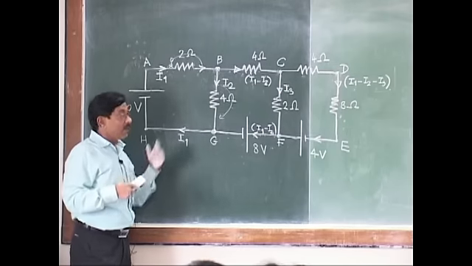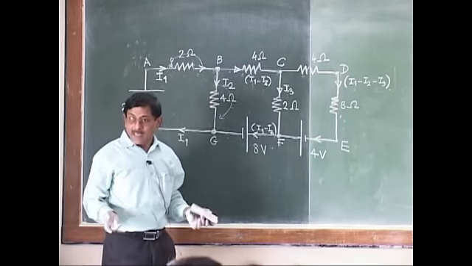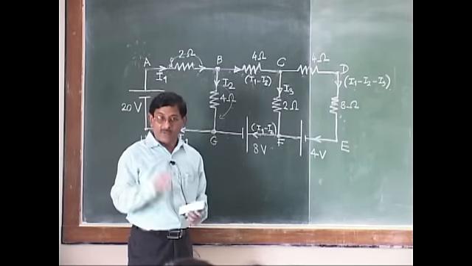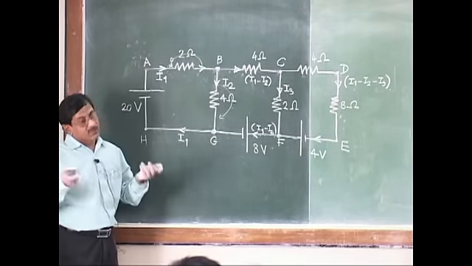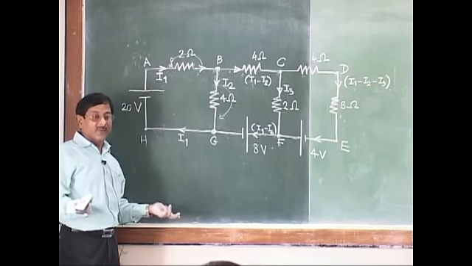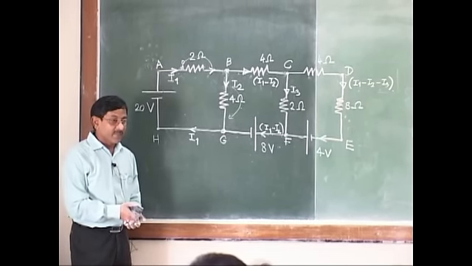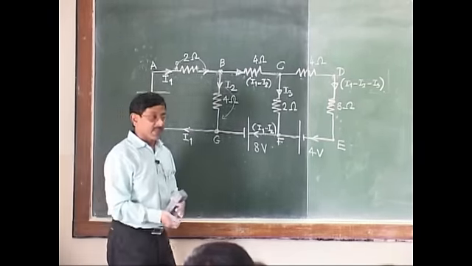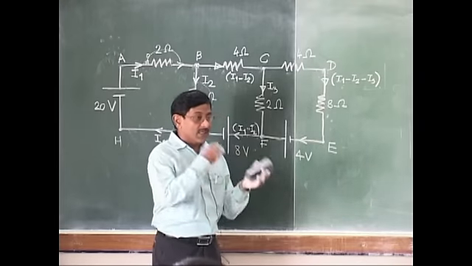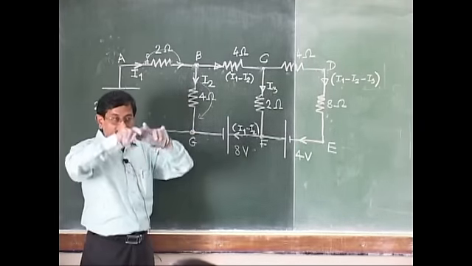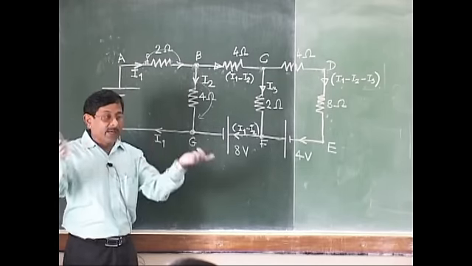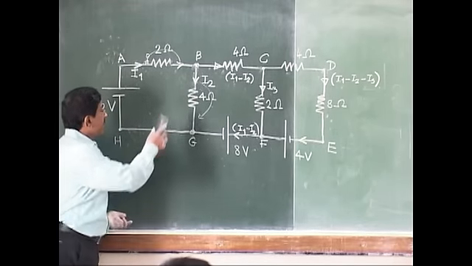So your potential by traversing the loop may rise or drop according to the situations, but finally when you reach the same point, it is purely logical that your potential must be the same. That is the basis of Kirchhoff's second law. It says that whenever you are traversing any closed loop, the sum of all potential rises must be the same as the sum of all potential drops. So that is an equilibrium type of situation for any loop.